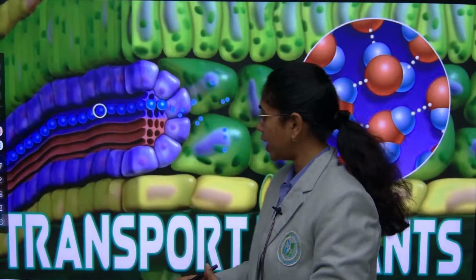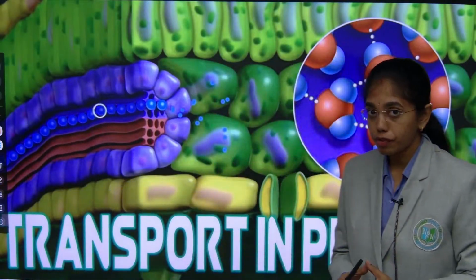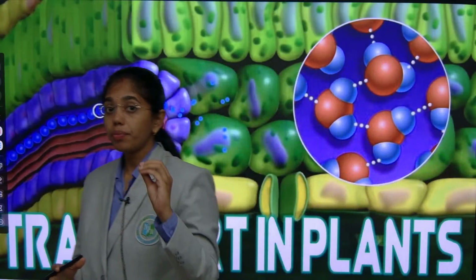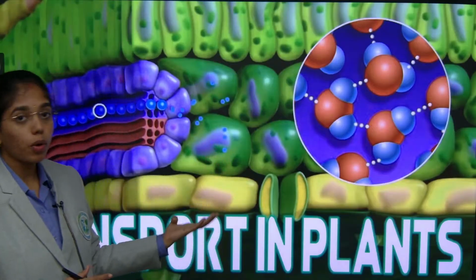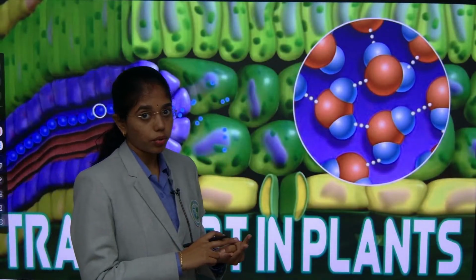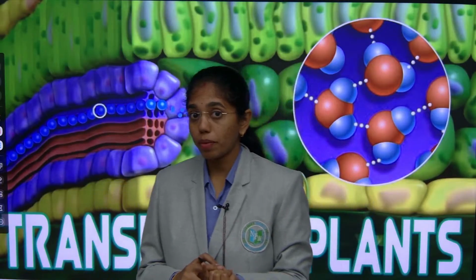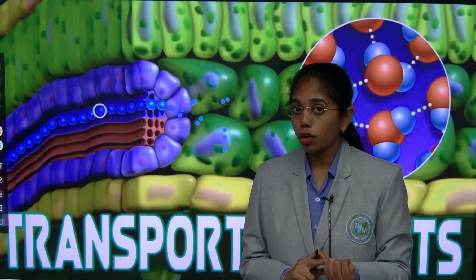So, yes, here we are with our first chapter from plant physiology, which is very important. From plant physiology, we are going to cover 5 chapters. One is transport in plants, second is mineral nutrition, third is photosynthesis in higher plants, fourth is respiration in plants, and fifth is plant growth and development.